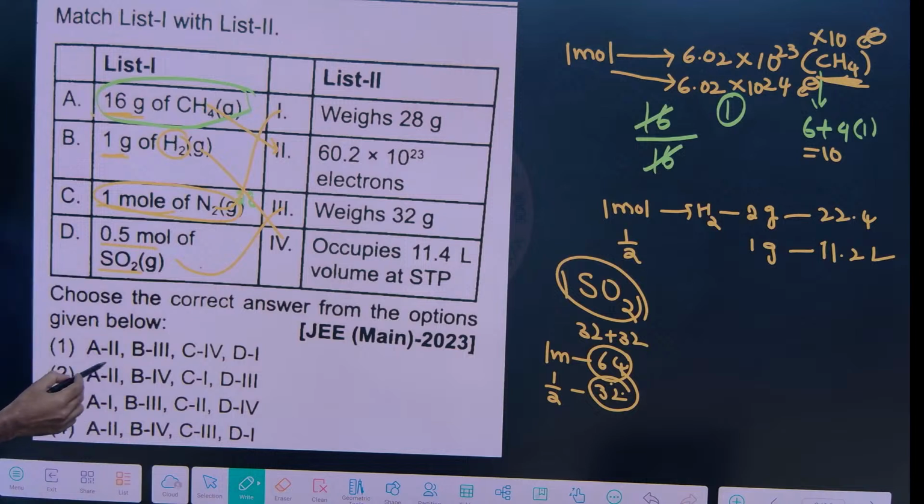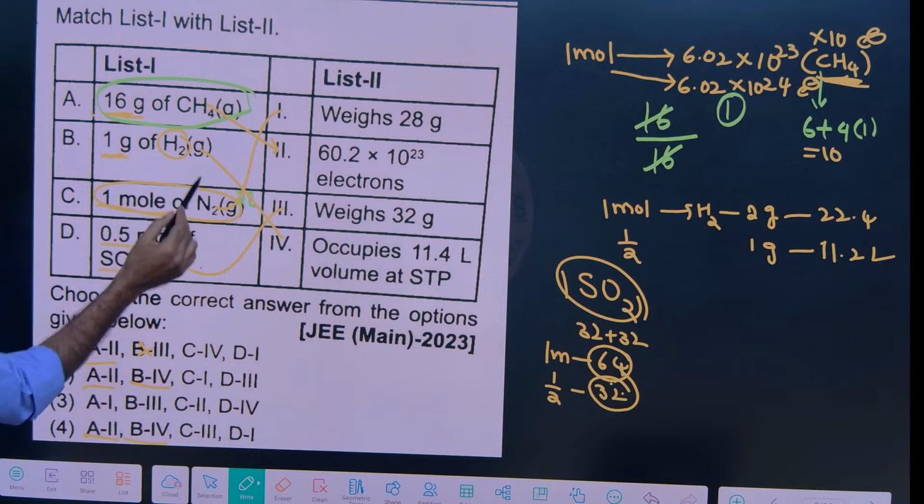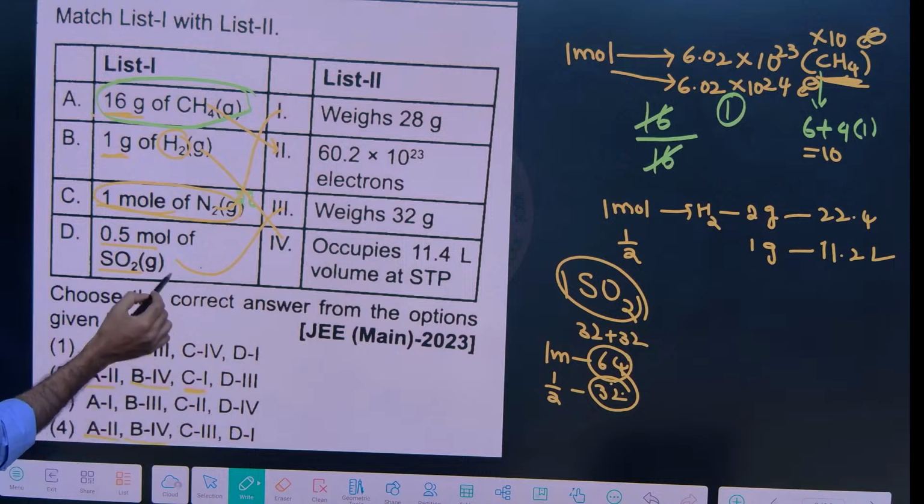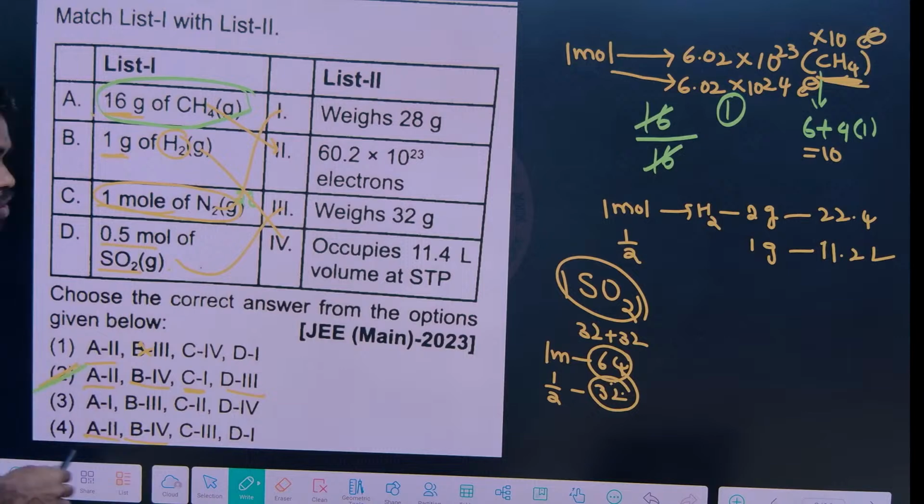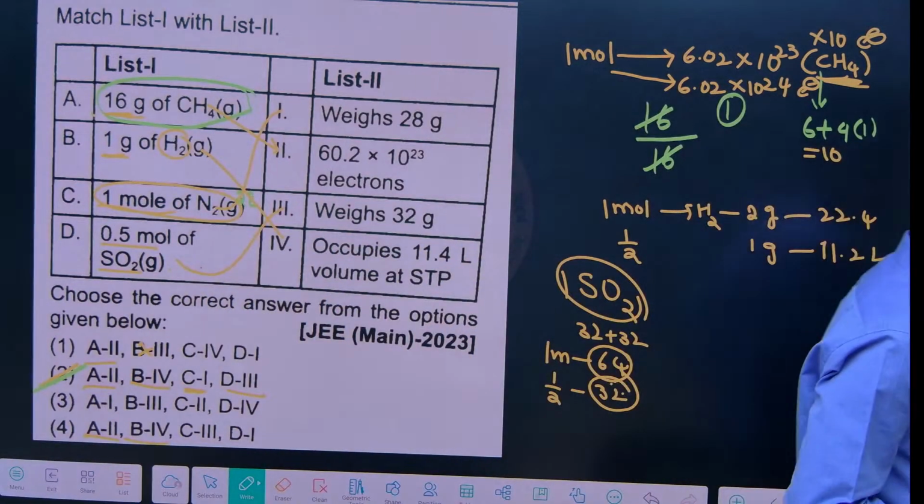So A2, and B3 here, B4 here. Next C1 here, and D3 here. So option 2 is your answer for the discussion. Hope this is also clear. Guys, is this clear or not?